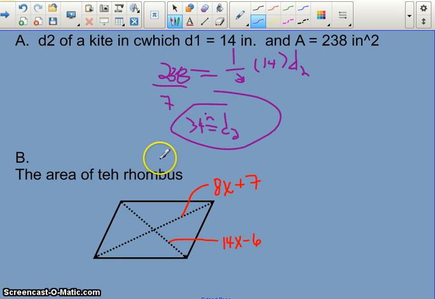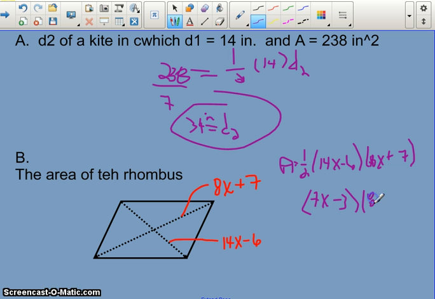Bam. Alright, the area of the rhombus right here. So we know we need to multiply these two together and take half of it. So area is equal to 1/2. Multiply the 14x minus 6 times the 8x plus 7. By the way, it doesn't matter which one you call B1 and B2. I did it this way because I'm going to take half of the 14 and 6, and that's going to come out nice and even. So 7x minus 3 right off the bat for me, and 8x plus 7.